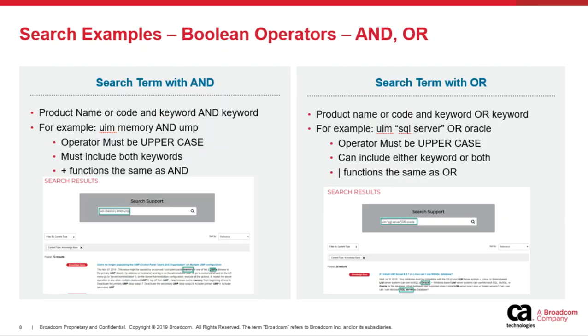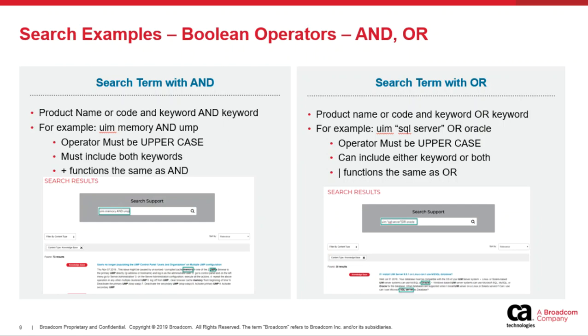Search examples using operators. We have the AND operator, which we spoke about earlier. You can use the word AND in caps or the plus sign. They both function the same way. If using AND, it must be uppercase. In this example, UAM, memory, and UMP. So it would return UAM documents that have memory and UMP in the document.